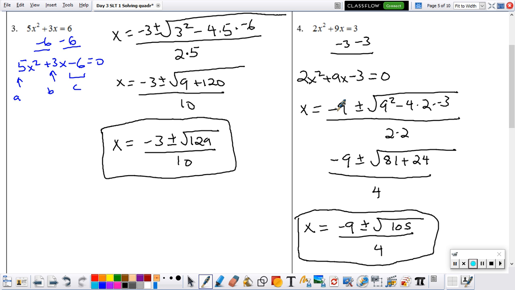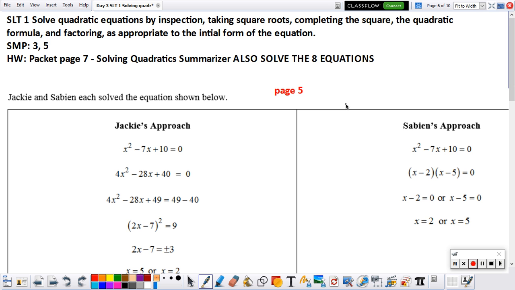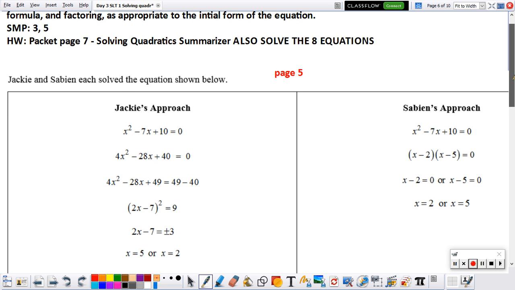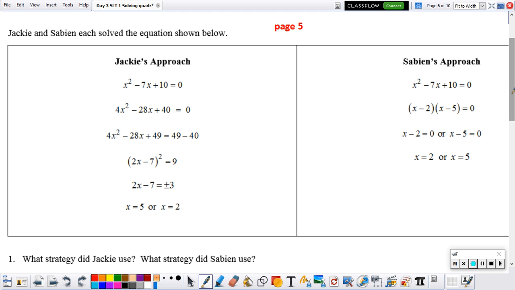If you are good on problem 4, go ahead and flip to page 5 and you will see Jackie's approach and Sabian's approach to 2 different problems. Okay, so Sabian's approach, I read that wrong. Obviously Sabian's approach is factoring, and you can see Sabian solved this problem pretty lickety-split. Straight into the point. Good job, buddy.